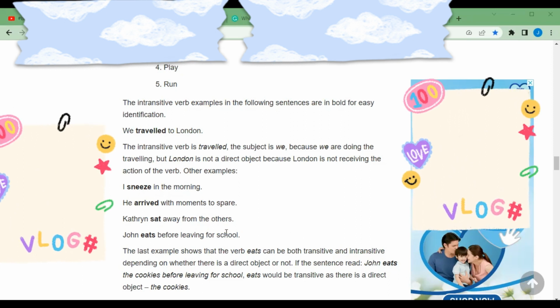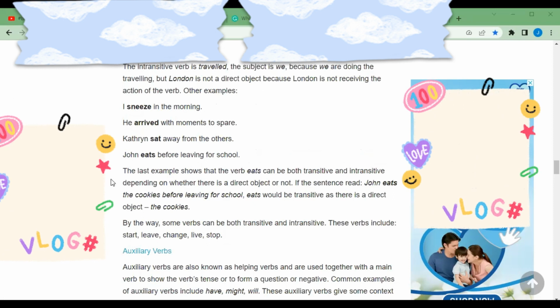John eats before leaving for school. The last example shows that the verb eats can be both transitive or intransitive depending on whether there is a direct object or not. If the sentence read, John eats the cookies before leaving for school, eats would be transitive, as there is a direct object, the cookies. By the way, some verbs can be both transitive or intransitive. These verbs include start, leave, change, stop.